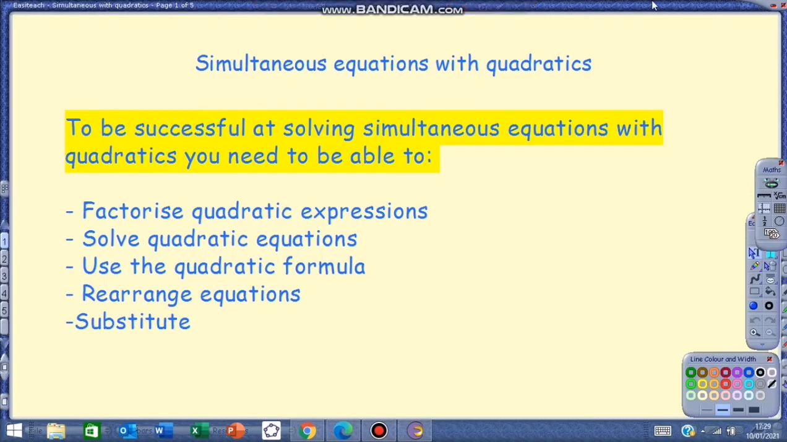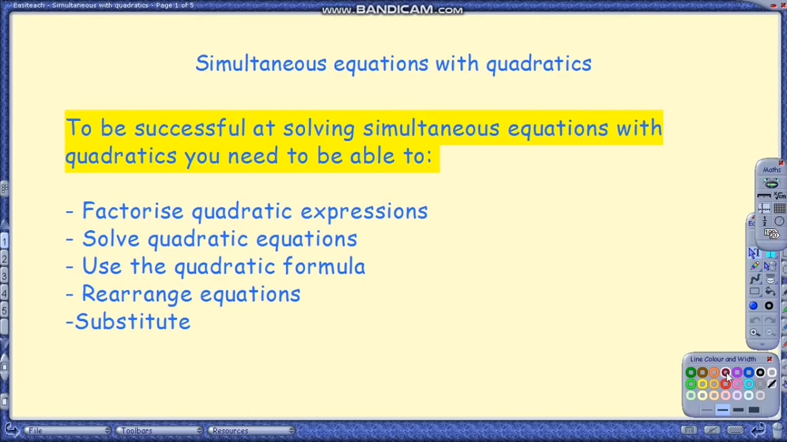Today we're going to look at simultaneous equations with quadratics. In order to be successful at solving simultaneous equations with quadratics, you need to be able to do the following. You need to be able to factorize quadratic expressions. You need to be able to solve quadratic equations by either factorizing or by using the quadratic formula. You also need to be able to rearrange equations and be able to substitute into formulae.